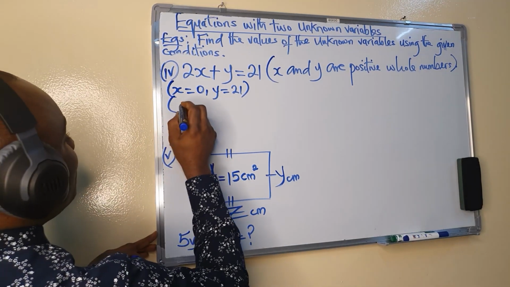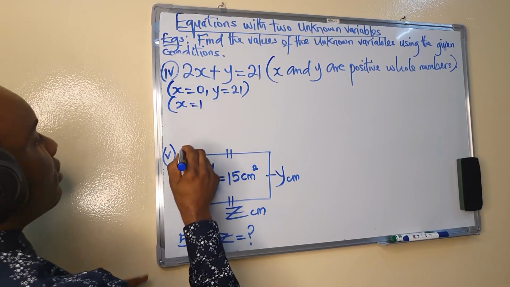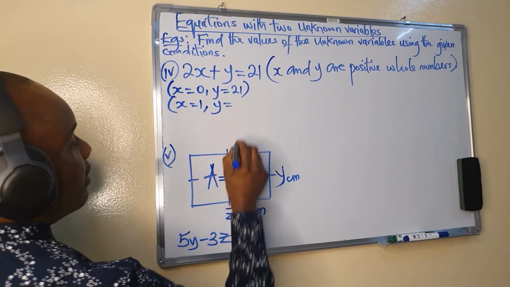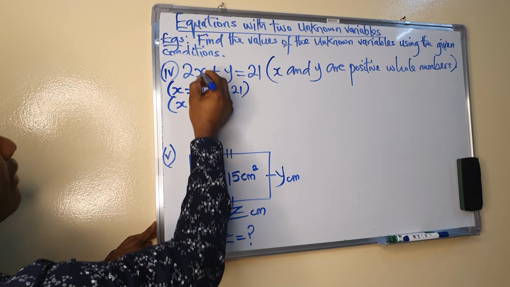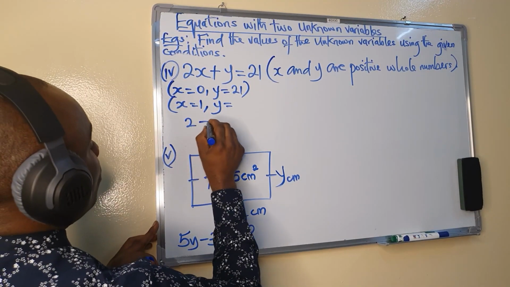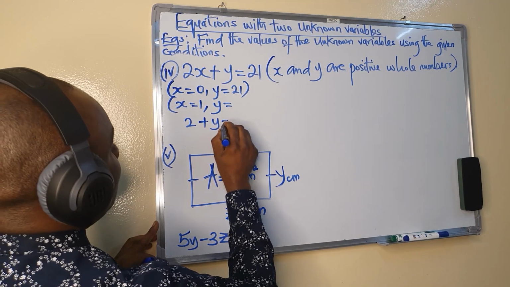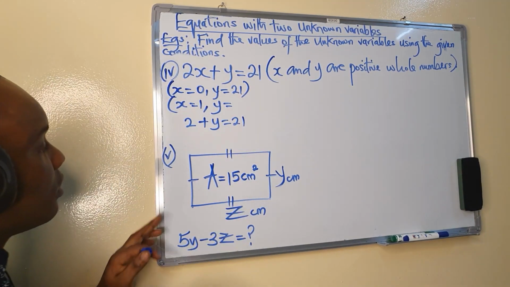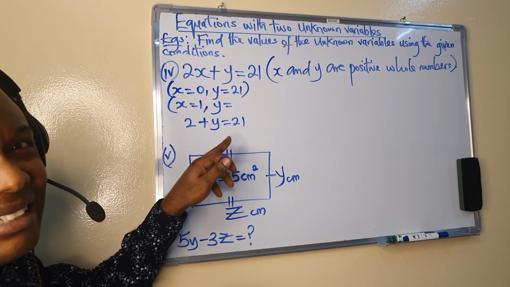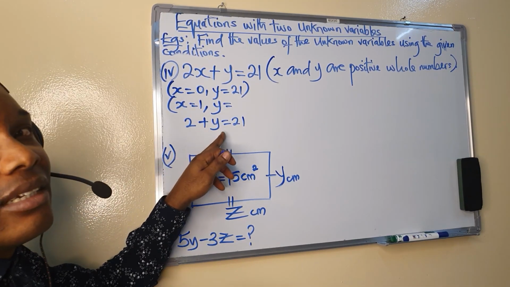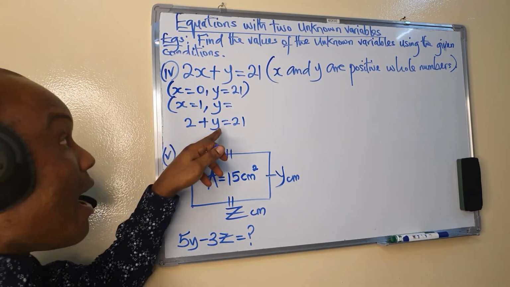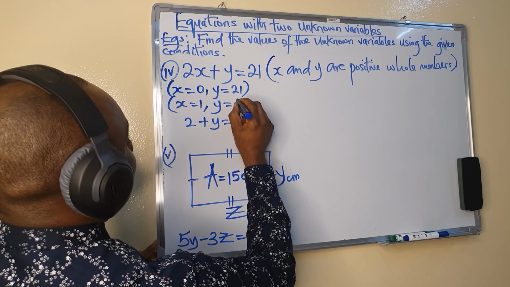What if we assign the value 1 to x? What happens to y? Let's test this out. If I assign the value of 1 to x, 2 times 1 gives us 2. So you have 2 add y is equal to 21. What number will you add to 2 to give you 21? The number is 19. Easy, because 2 plus 19 is 21. It means that when x is just 1, y is going to be 19.